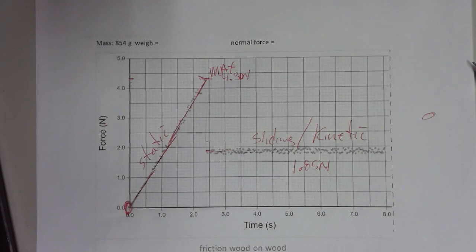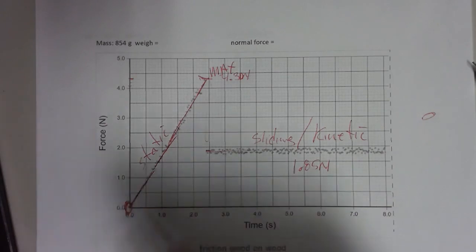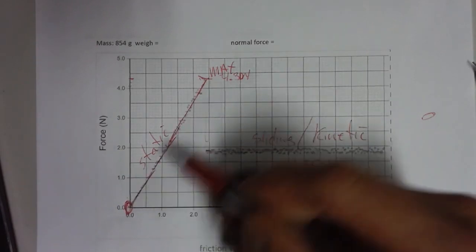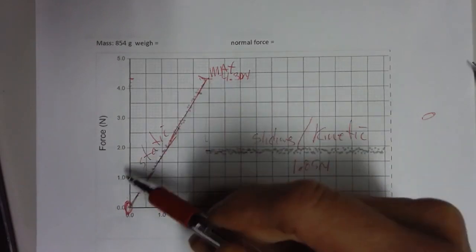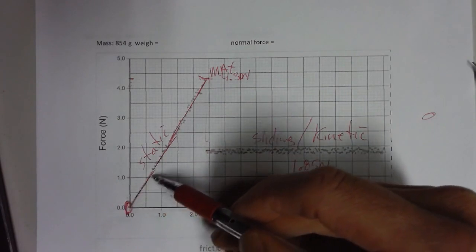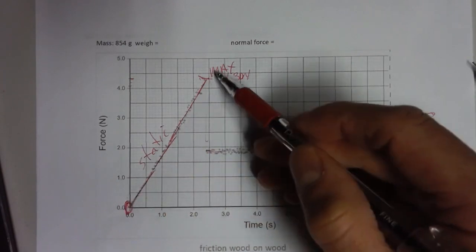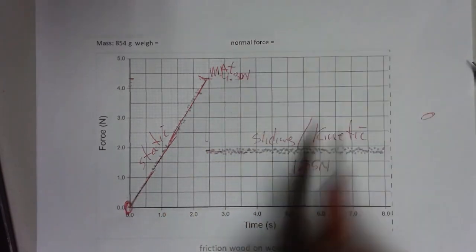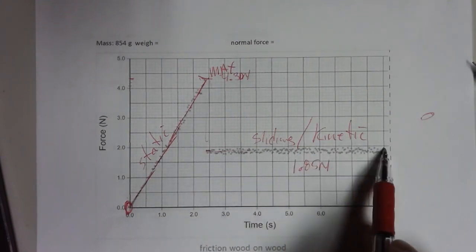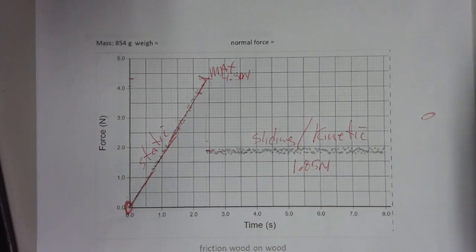So that's how you read that, and that's what these values tell you, and it's important to realize static is a range. It can be whatever it takes to not slide, and then there is a specific point at which it releases. Kinetic is pretty much a consistent value. All right, that was reading it.